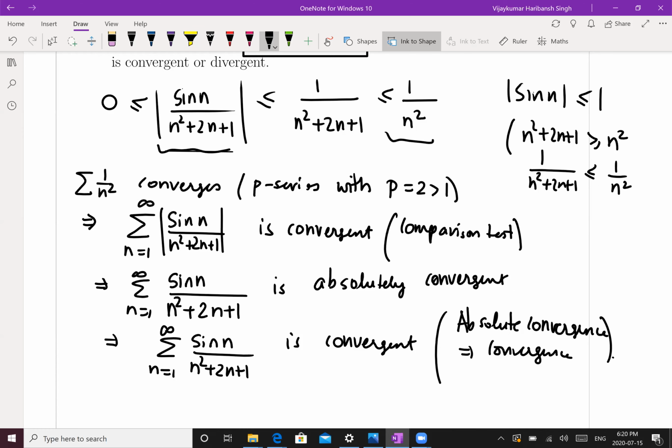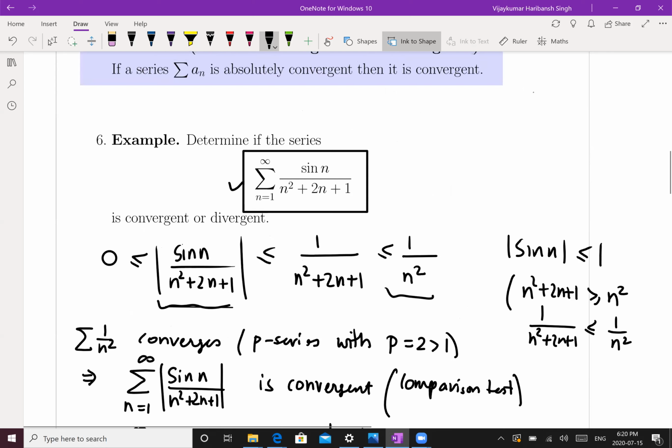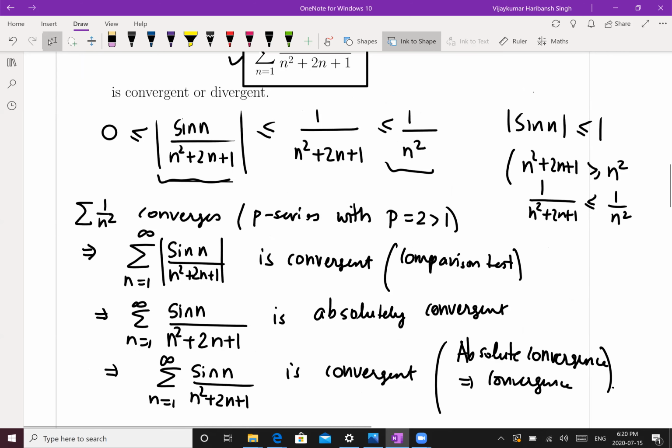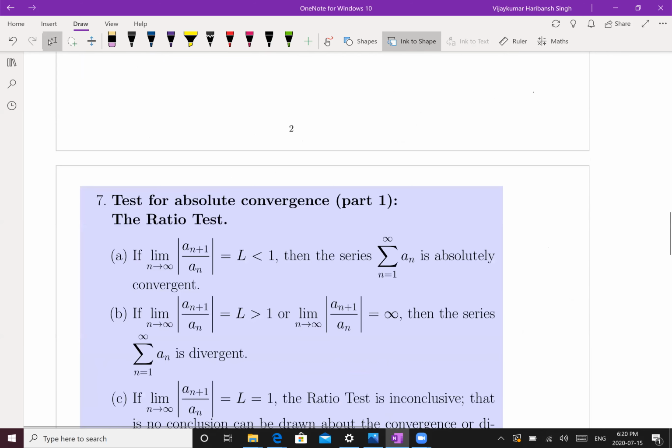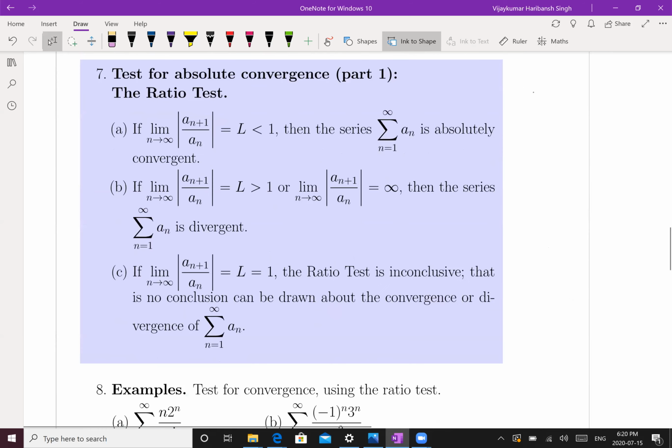So the concept of absolute convergence helped you out on how to find out whether the series converges or not. So now we have the following test to check for absolute convergence.